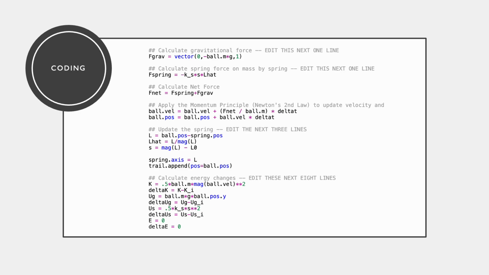Here is my coding. In these lines, I updated the force of gravity, the spring force, the net force, the velocity, and the position through each iteration. We also had to update the spring's position independently so that we could update the spring's force. Then, we had to calculate the energy changes for the kinetic energy, the gravitational potential energy, and the spring potential energy, and then the total energy remained at 0 throughout this problem.